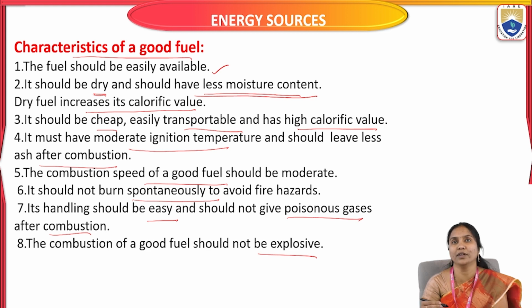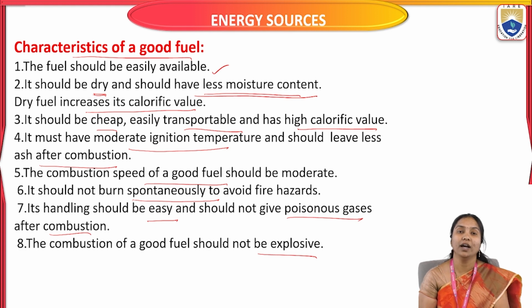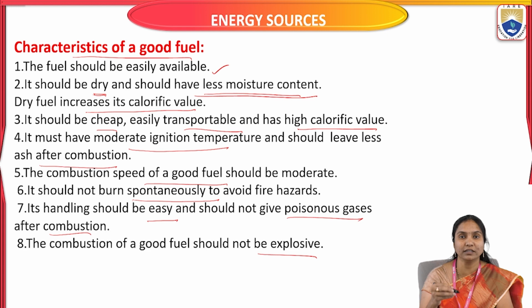Good fuels are generally easily available, easily transportable, and have low moisture content, low volatile matter, and low ash content. Because if these percentages of moisture content, volatile matter, and ash content increase in the fuel, it reduces the calorific value. So a good fuel has high calorific value. Calorific value means how much heat is liberated when a unit mass of fuel is burning.